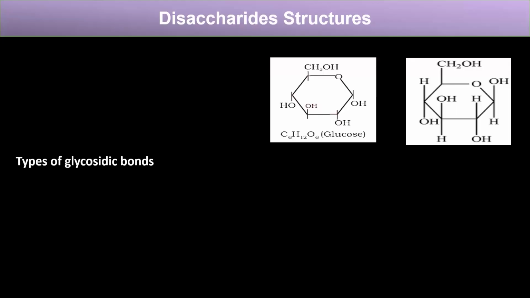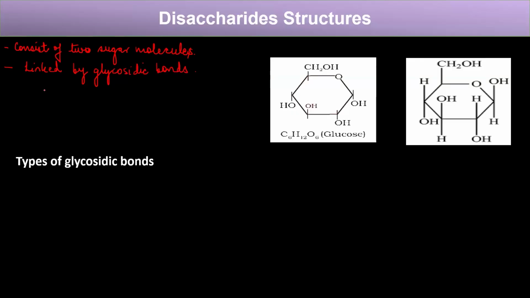So what are disaccharides? We have seen in the last class that disaccharides consist of two sugar molecules. When you hydrolyze disaccharides, two different or two same kind of sugar molecules can be formed. Okay, it consists of two sugar molecules, and how are they linked? In the case of carbohydrates, the linkage is by glycosidic bonds. We saw the formation of glycosidic bonds. So they are linked by glycosidic bonds.